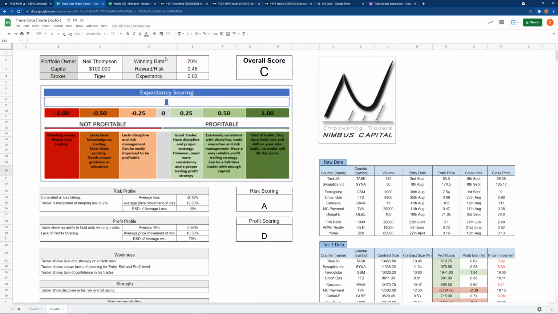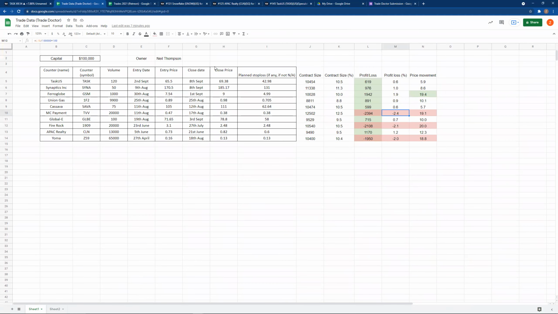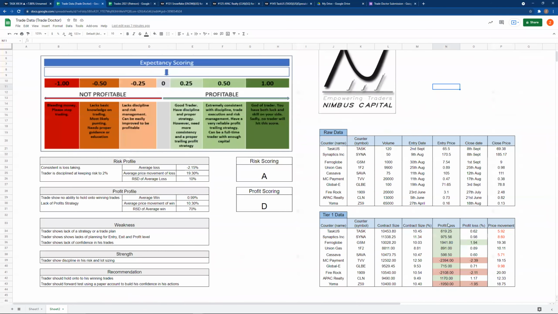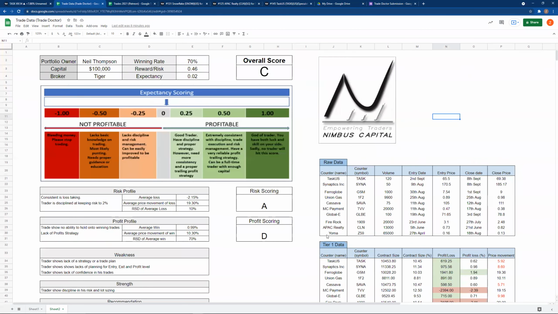So all this data is calculated from here. First we have the raw data, which is what I got from this trader. Then we have the tier 1 data. Tier 1 data are calculations that we get from the raw data, which is what you see here. From this portion we can calculate further numbers, which I will consider tier 2 data.